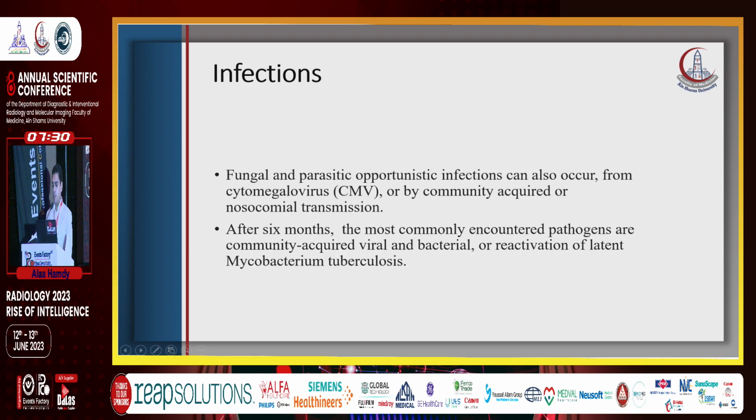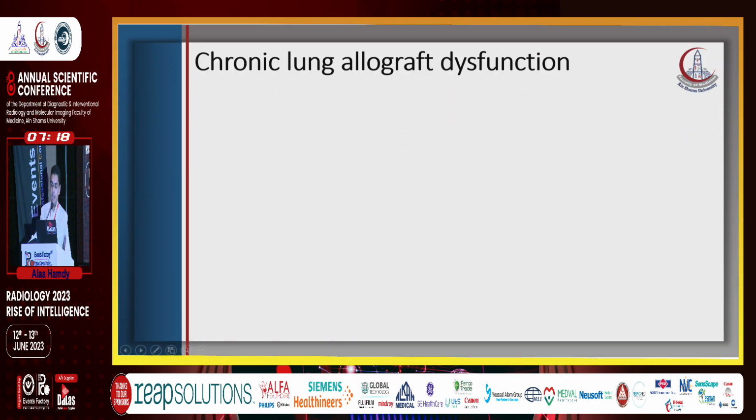After 6 months, immunosuppression is usually reduced with less opportunistic infection, and the most common infections are community-acquired, either viral or bacterial, or reactivation of latent Mycobacterium TB. Late complications are chronic lung allograft dysfunction.